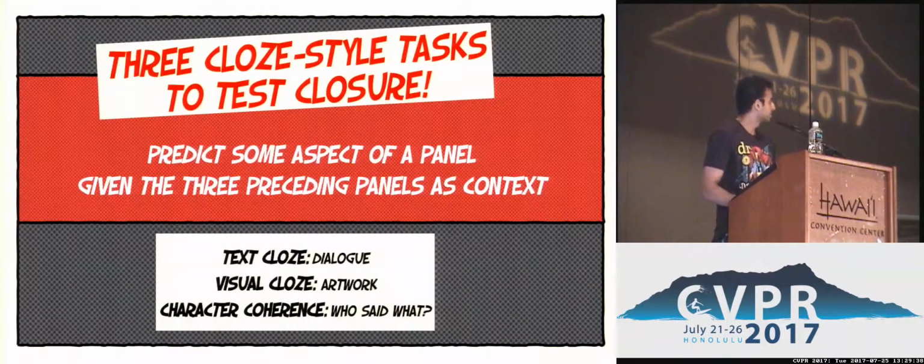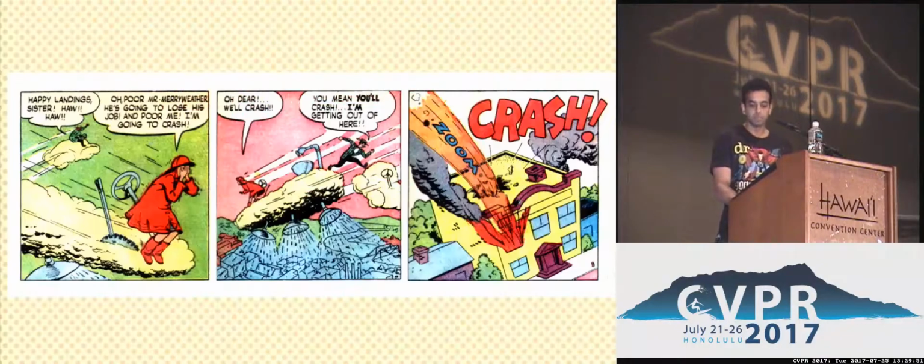We look at the closed-style framework, so we give a model 3 panels of context and ask it to predict some aspect of the 4th panel, such as dialogue, artwork, or which character said what. For example, here are 3 panels of context from an old Alice in Wonderland comic. We see on the left that Alice and her friend are flying around on some cloud-powered vehicles, but Alice's cloud malfunctions, and on the right, she ends up crashing into a building.